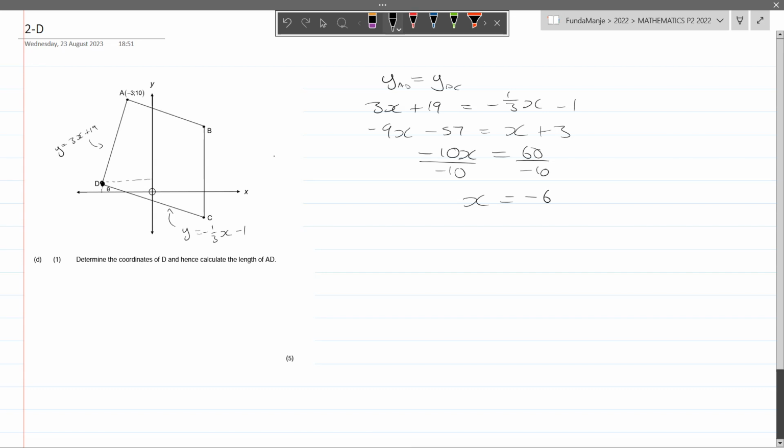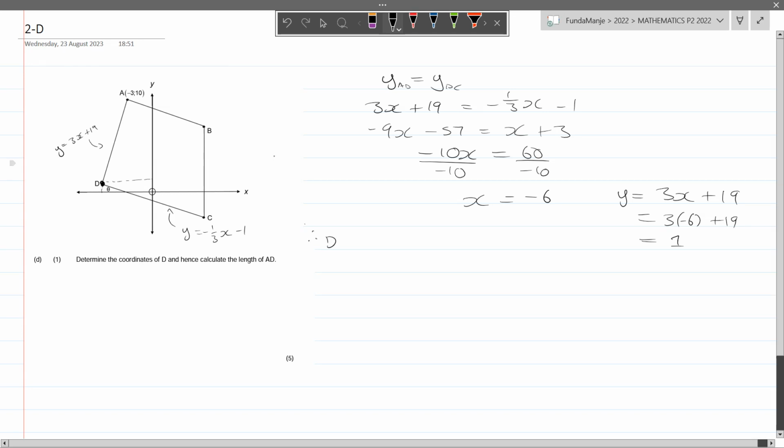So we have minus 6, and in order to get the y value, because we need both the x and the y value, we can put this back into any of the equations. Here I'm gonna pick the simpler one, which is usually the one without a fraction. 3x plus 19. Put minus 6 into this, we get positive 1, since it will be 19 minus 18. So once we now have the coordinates for D, therefore the coordinates for D are minus 6, 1.